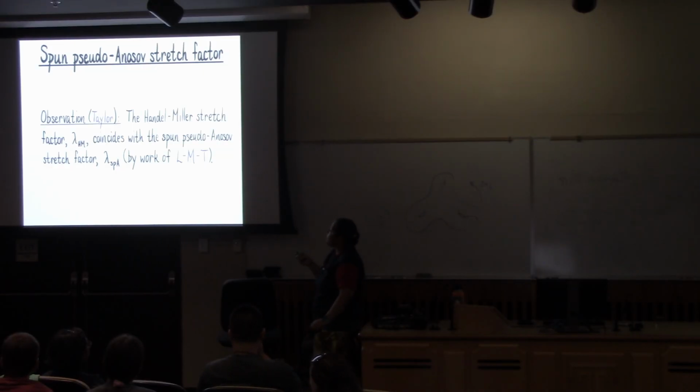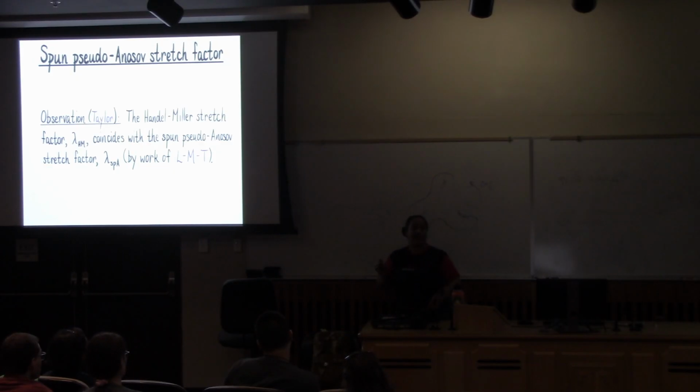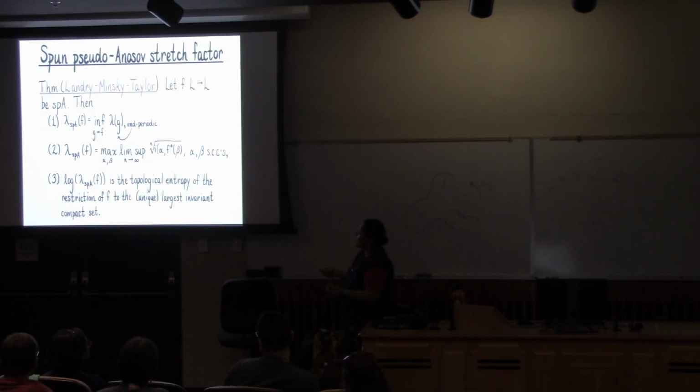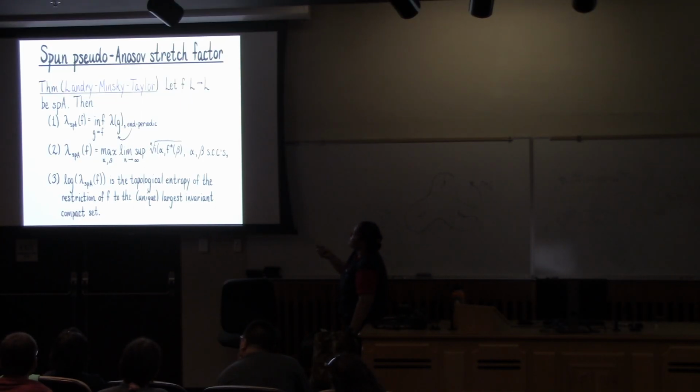And because there's all this other machinery associated to the spun pseudo-Anosov, it wasn't clear to us that this actually coincides. But Sam helpfully observed that using some of the work that they've already done, there's a beautiful paper called n-periodic maps via pseudo-Anosov flows, that these actually coincide. And so we actually can say a lot about this Handel-Miller stretch factor using what they are able to say about the spun pseudo-Anosov. Okay, so in particular, they're able to really show that this stretch factor behaves like the pseudo-Anosov stretch factor.